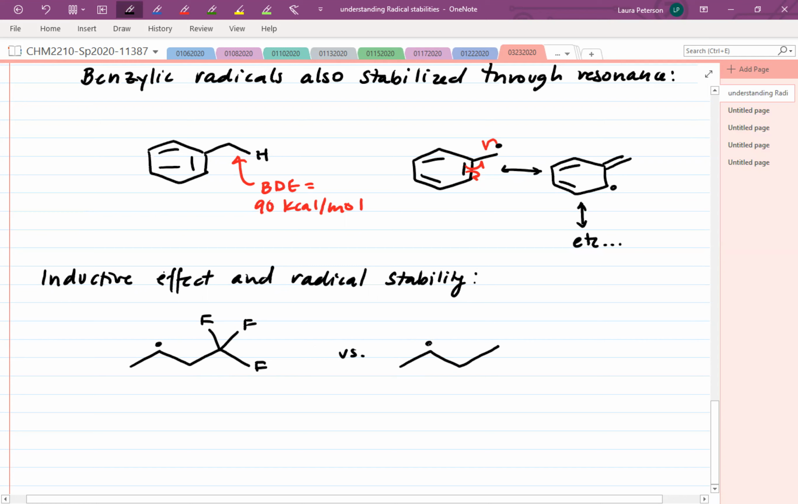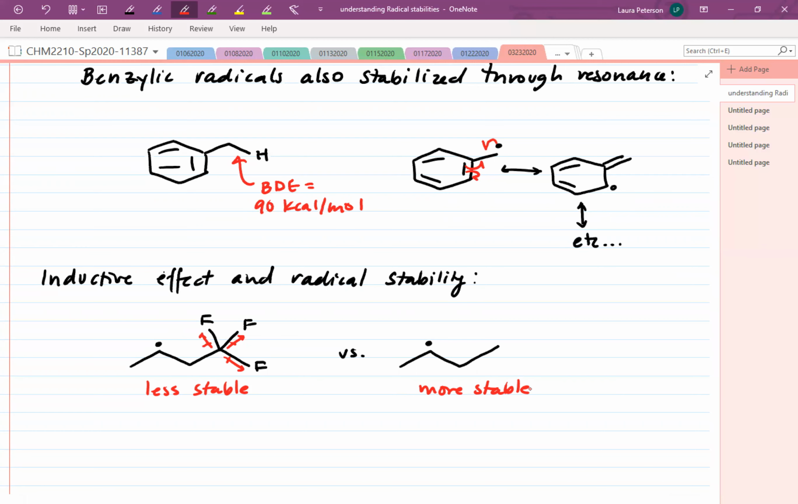I don't actually have the BDEs here, but let's just make a note that these fluorines are stealing electrons from that already electron deficient radical, so this would be a less stable radical. And this would be the more stable radical. So if we could look up the BDEs, which one of these molecules, the molecule on the left or the molecule on the right, would you expect to have a lower BDE? Hopefully you said that the lower BDE will be the one that's the more stable radical. So this one would have a lower bond dissociation enthalpy. This one would have a higher bond dissociation enthalpy.